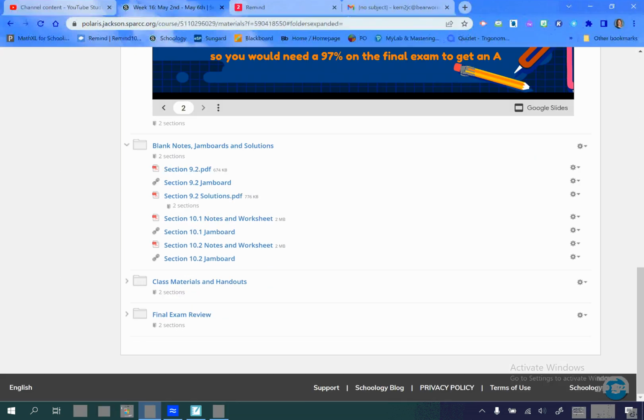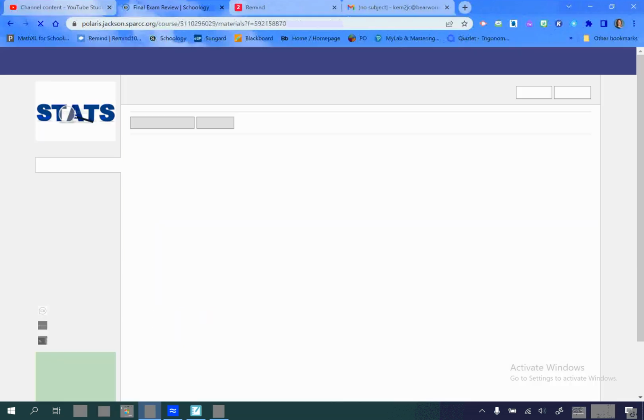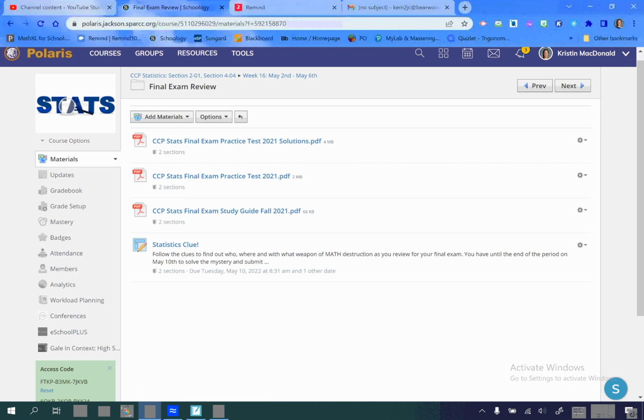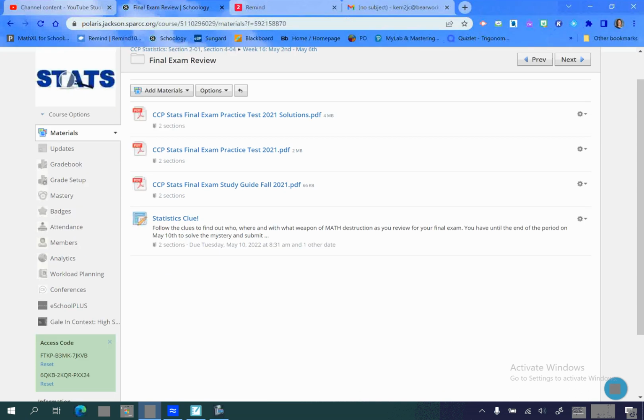So final exam review at the bottom here, this folder has everything you need. The practice test is what I just handed you. That's the first page. And then you also have the solutions that go along with it. And then the study guide also. So that's all in this packet. The study guide is, I guess, the first page front and back with all the instructions. And then the practice test is everything that follows after it. So you have a hard copy of everything.